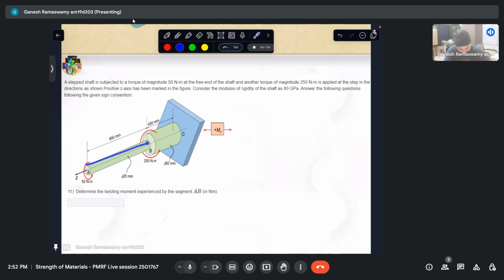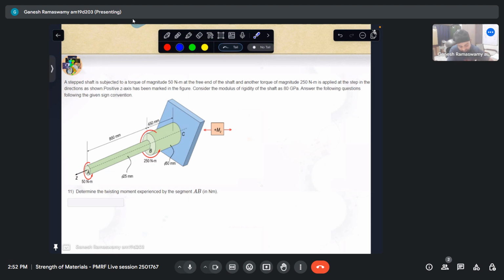So whatever torsion formula we have derived is only valid for a solid prismatic shaft of the same cross section. So it is valid for this, and it is valid for this separately. It is not valid together. So what we can do is superimpose the response of these two over one another and get our answers.